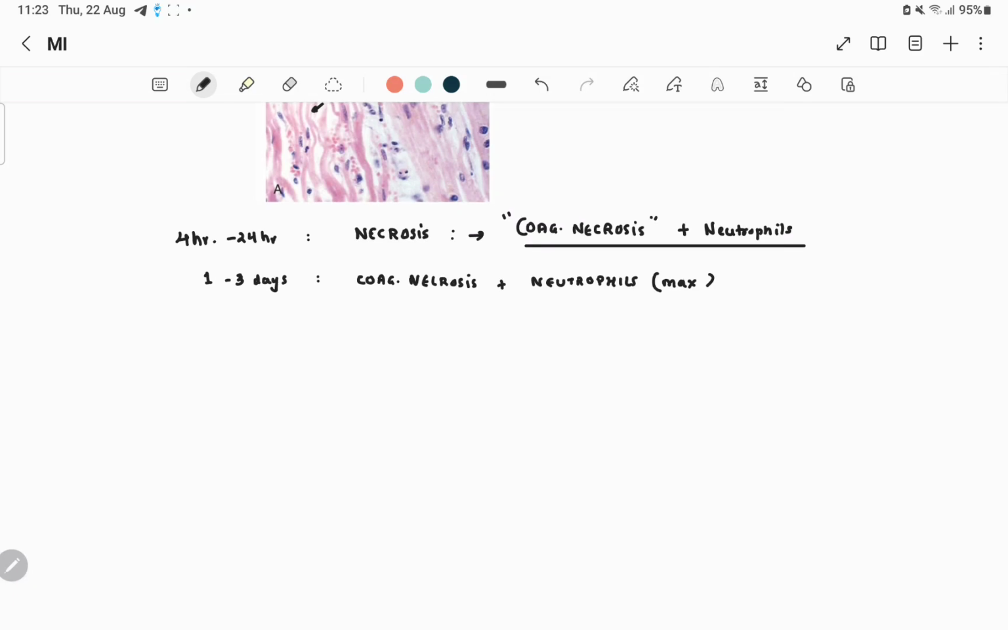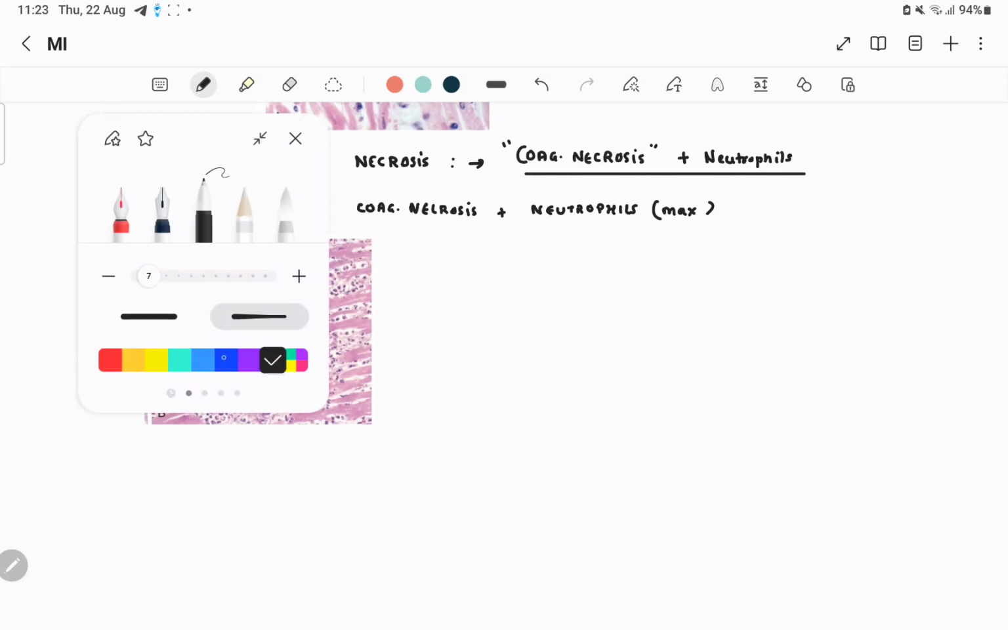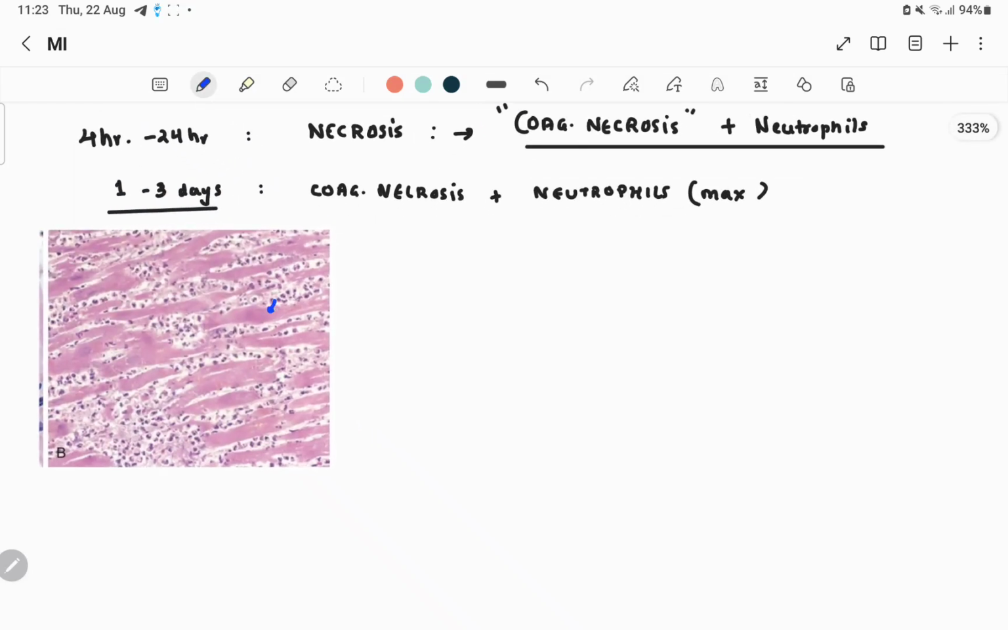Done. So let's see the picture of an infarct which is 1 to 3 days old. Just look at this picture. These pink areas which you are observing are the areas of necrosis. And you can see the inflammatory cells, the neutrophils and all. That's neutrophils. So this is an infarct.